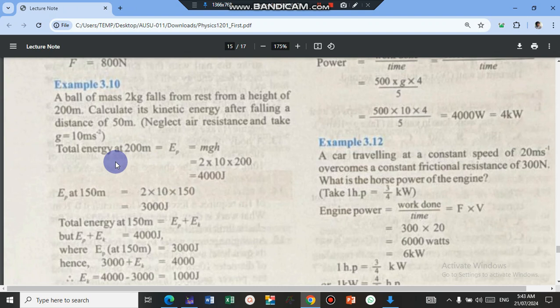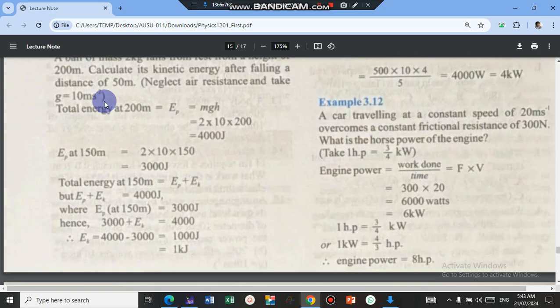So we have to get the total energy at the highest point, which will be mgh, and the mass is 2 kilograms. The g we know is 10, the height 200. This is its energy. Because it was at rest, kinetic energy was 0, so the total energy will be the potential energy at that point. Now, when it reaches a point 50 meters below, its height from the ground will be 150. That is why they say E sub P at 150. Potential energy at 150 meters will now be mgh. Mass is 2 kilograms, g again 10, and the height is 150.